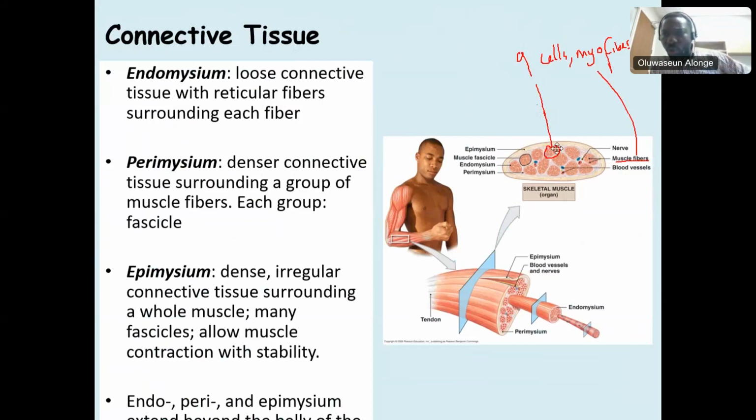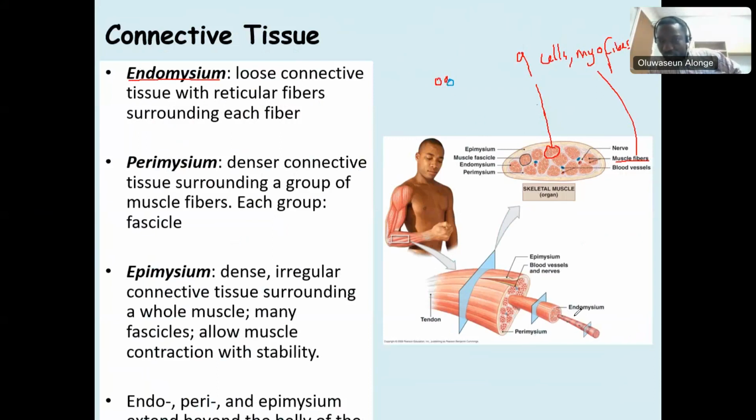Now, what covers each of the cells? So think about it. There is a muscle cell like this. This is a muscle fiber. It is covered by something, and that is called endomysium. This is another muscle fiber. This is another muscle fiber. Another muscle fiber. Now, the same thing I'm talking about is what you see here.